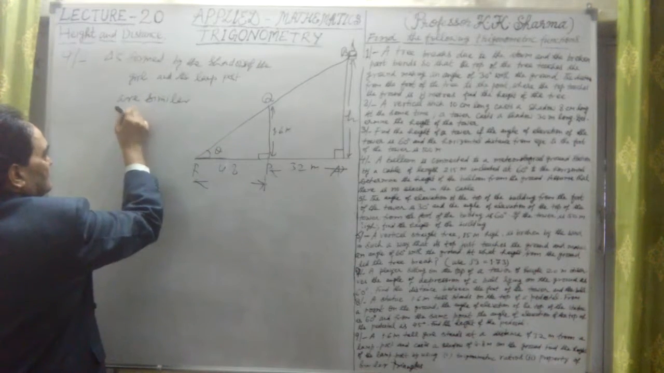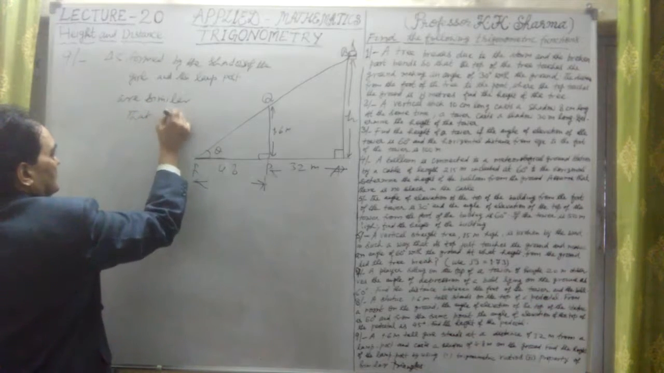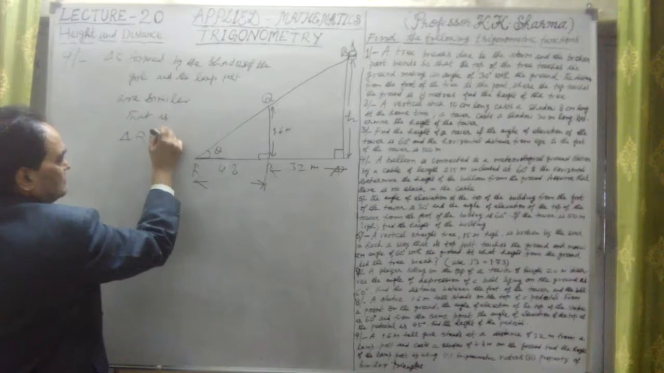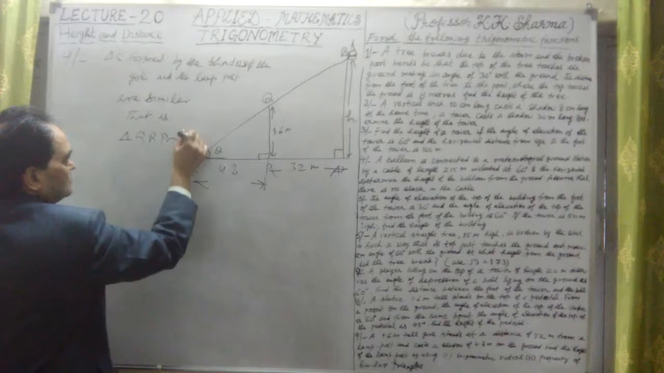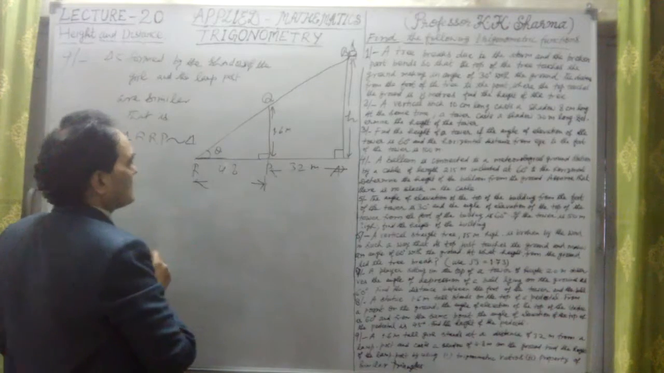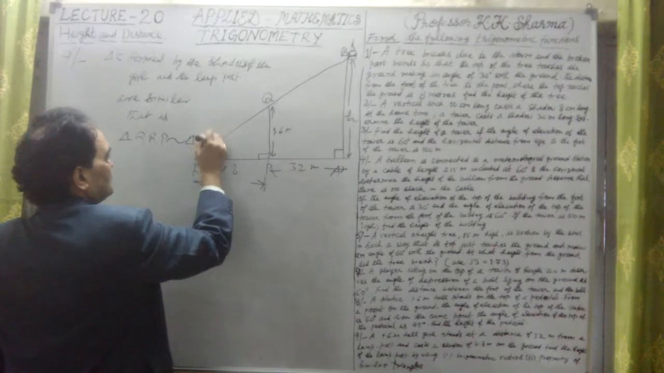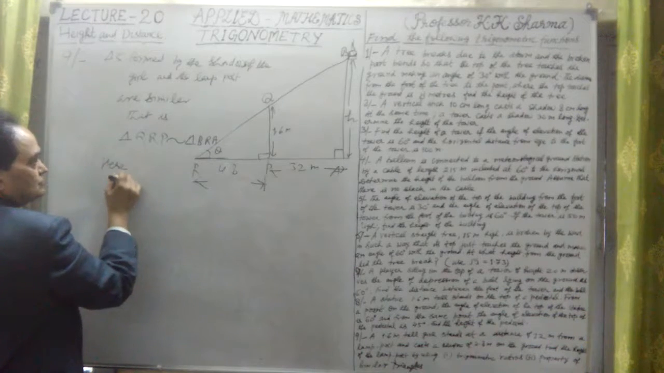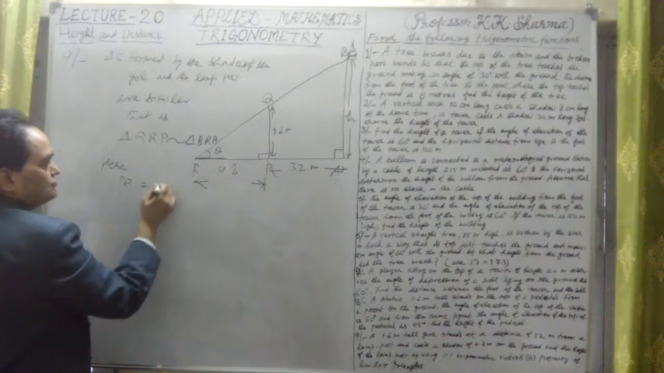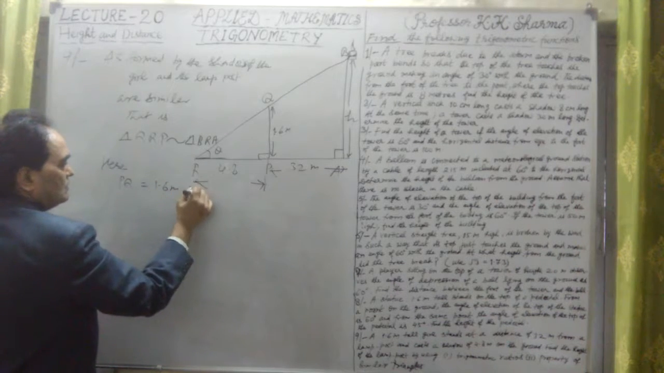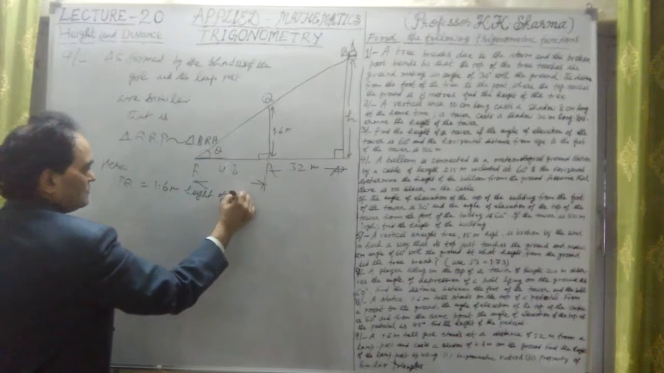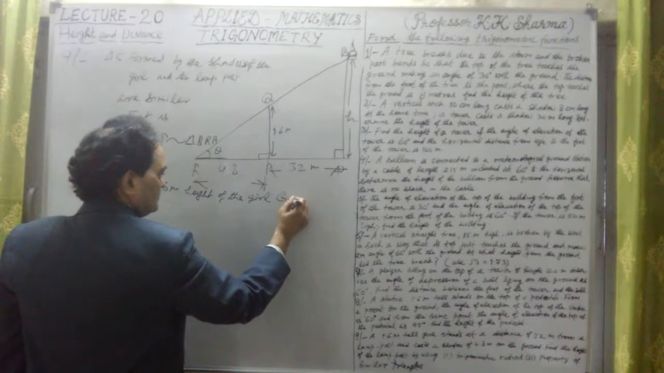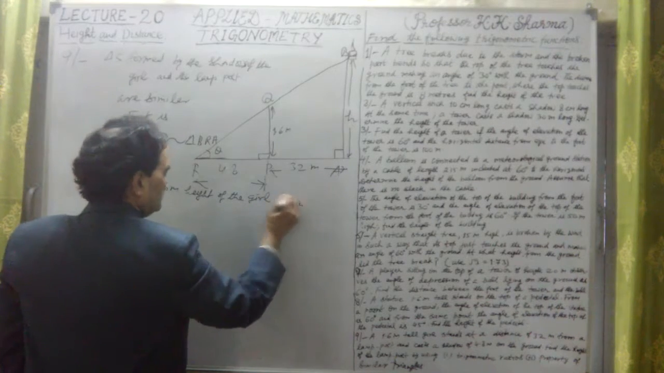That is, triangle QRP is similar to triangle BRA. Here PQ is equal to 1.6 meter, the height of the girl. This is given to us, the height of the girl given.